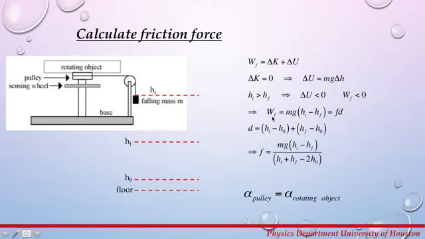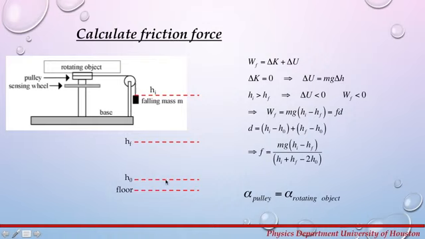From here, we can write that the work due to the friction force is equal to mg times h initial minus h final, and that's going to be equal to the friction force times displacement. D is the total distance the falling mass travels. So if we start from h initial, the mass is going to travel down to h0 and then come up to h final. So our total distance is going to be h initial minus h0 plus h final minus h0.